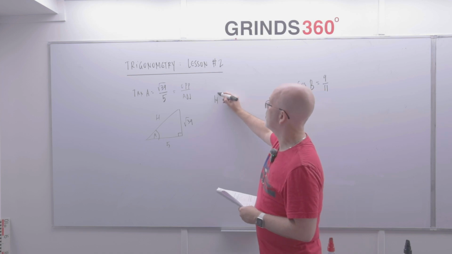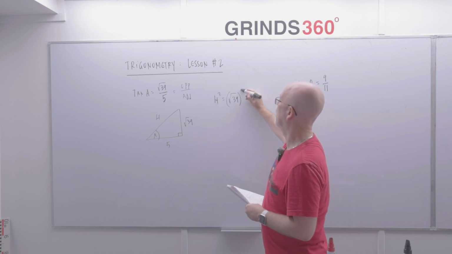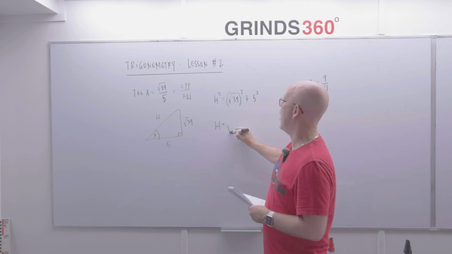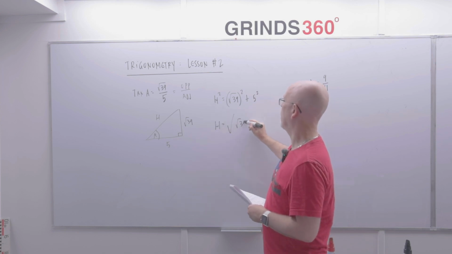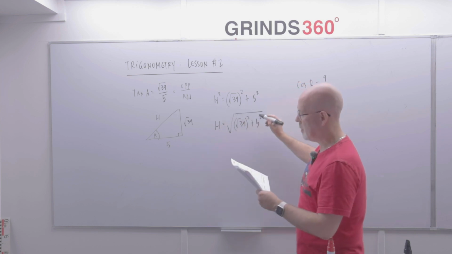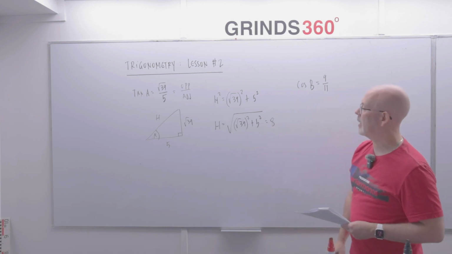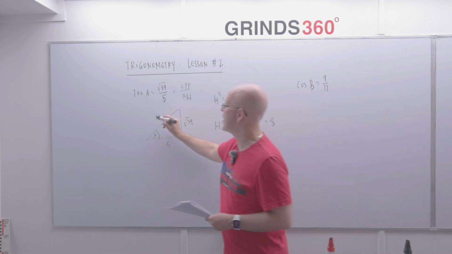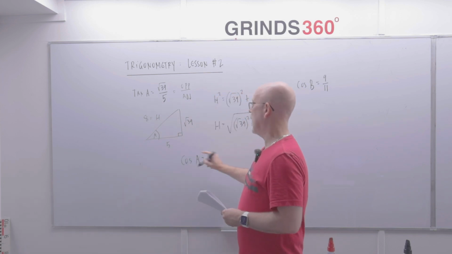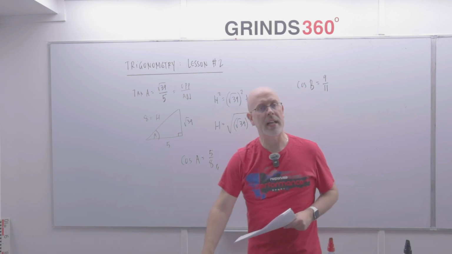So remember, the hypotenuse squared is going to be equal to root 39 squared plus 5 squared. And again, if I just take the square root of both sides there, it tells me that the hypotenuse is 8. Just popping out to my calculator. So I know that this one here is 8. So now to write down the cosine of A, it's adjacent over hypotenuse, it's 5 over 8. That's my answer for that one.